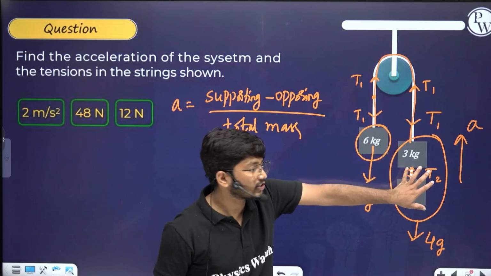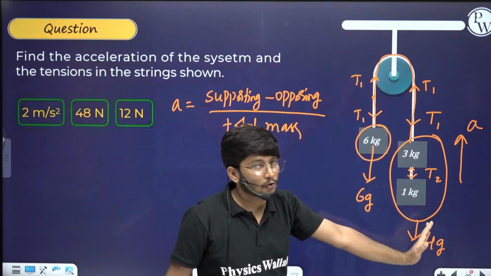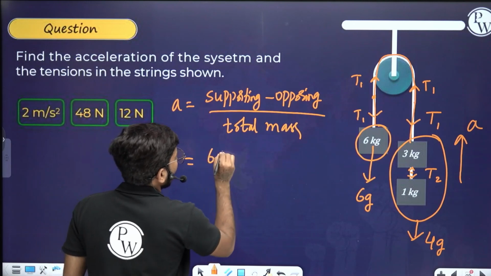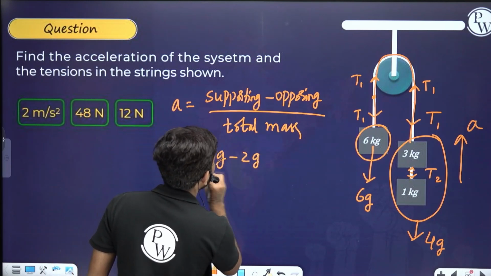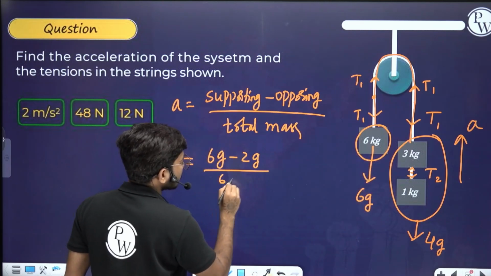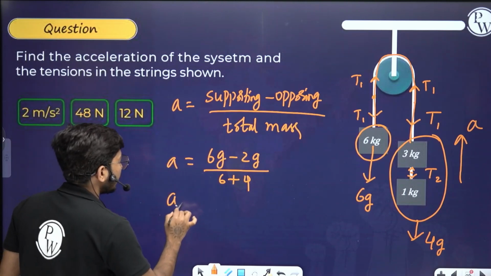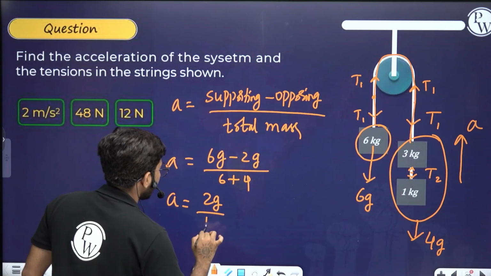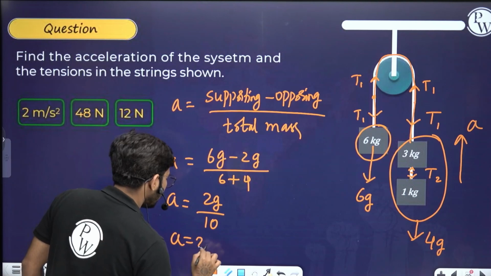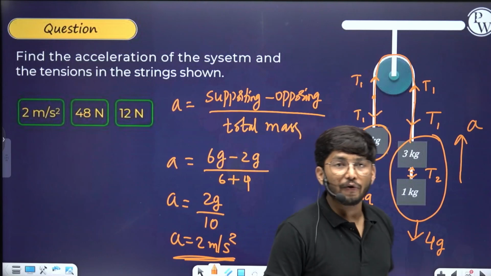I am not worried about tension because we are not including internal forces. When I consider this whole thing as a system, I am not including tension. Supporting weight is 6g. Opposing weight is 4g. The difference, 2g, divided by total mass m1 plus m2, which is 6 plus 3 plus 1, which is 6 plus 4. Acceleration is 2g divided by 10. G and 10 get cancelled. So you have 2 meter per second square as the acceleration. Right? Now you have acceleration.